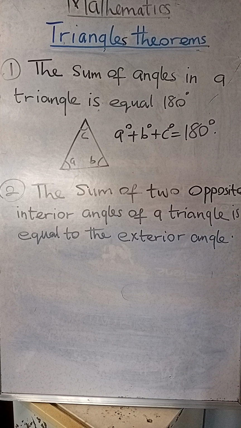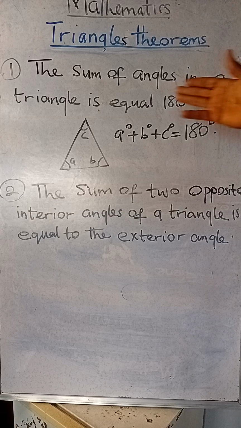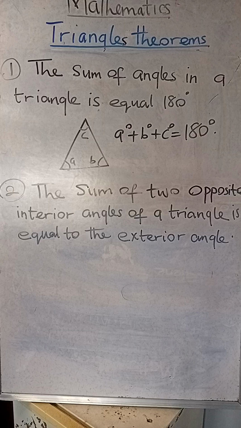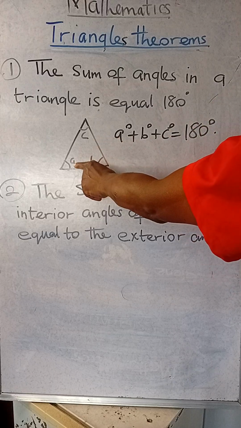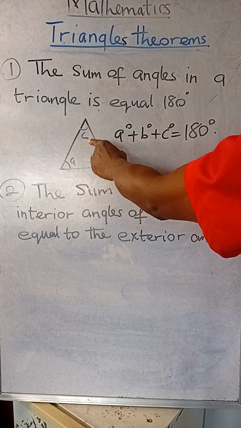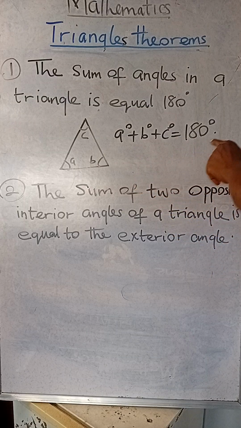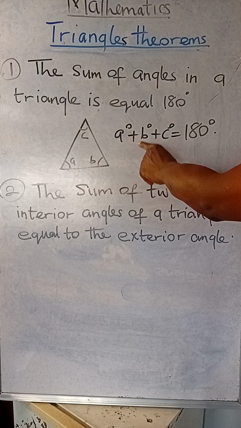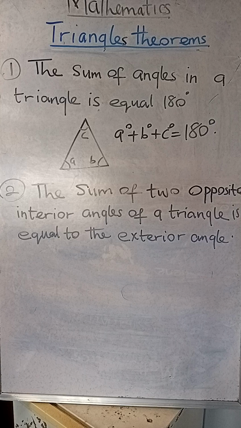Today we are looking at triangle theorems, and we'll be looking at the first theorem we have on the board. The sum of angles in a triangle is equal to 180. That's the sum of angles in a triangle. Remember, we know that a triangle has three angles. So angle A, angle B, angle C, all together will give us 180. So A degrees plus B degrees plus C degrees equals 180.